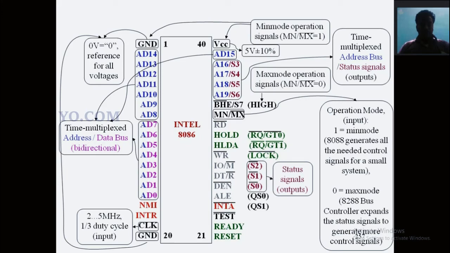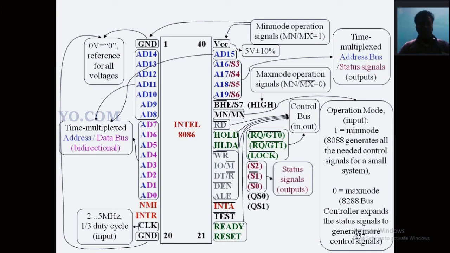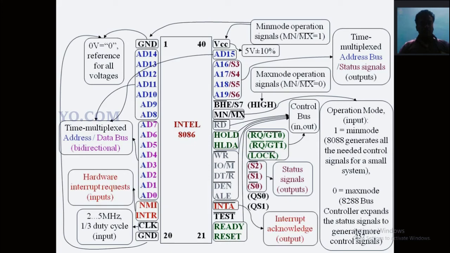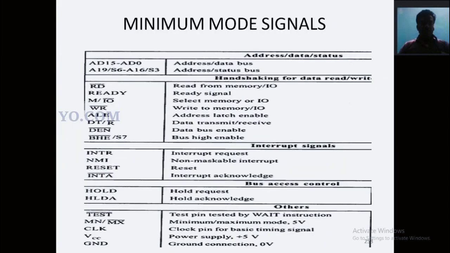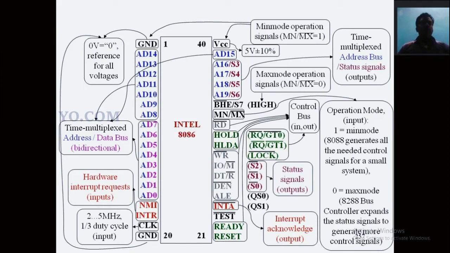So the status signal is an output. Control bus, in or out. Okay, ready, reset. These are the control signals. Then interrupt signals, and the interrupt acknowledge signal. Okay, so these are the signals used in the 8086 microprocessor.